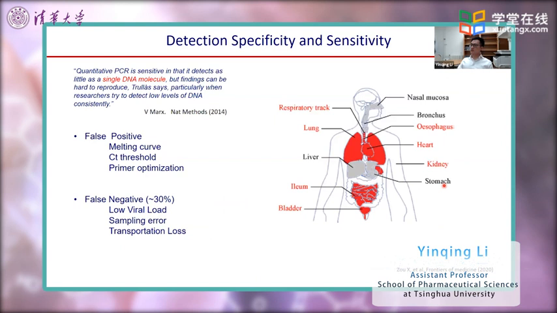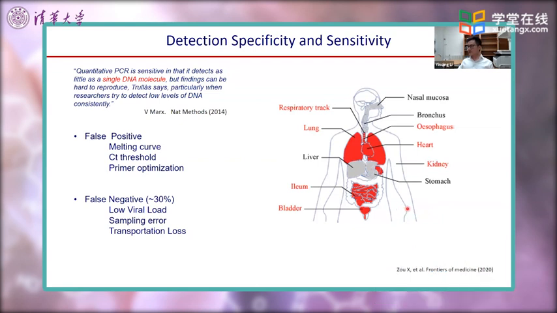We often hear that nucleic acid testing has false negatives in addition to false positives. And those false negatives are probably even worse for the purpose of detecting active viral carriers. But in fact, the PCR itself is very sensitive. It can detect as little as a single DNA molecule. But there are other factors that often limit the detection sensitivity. For example, the viral load.